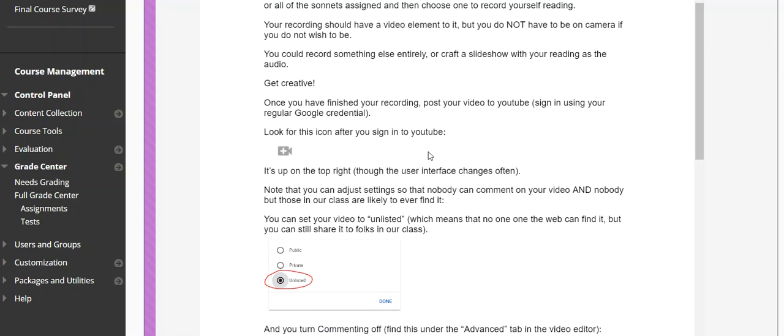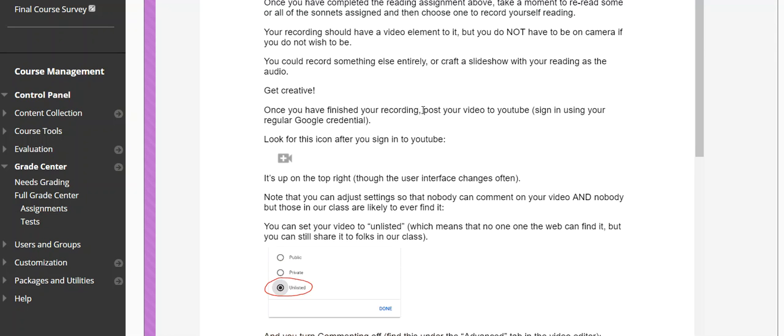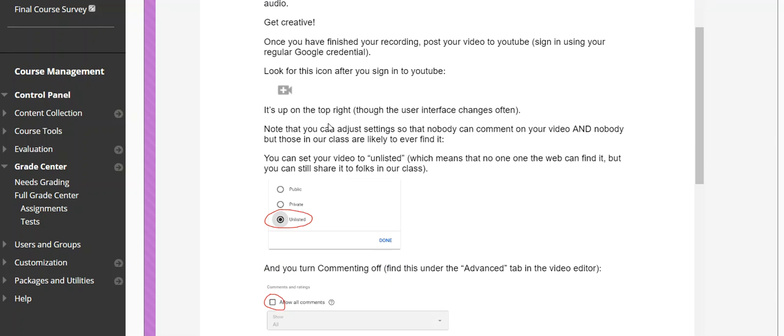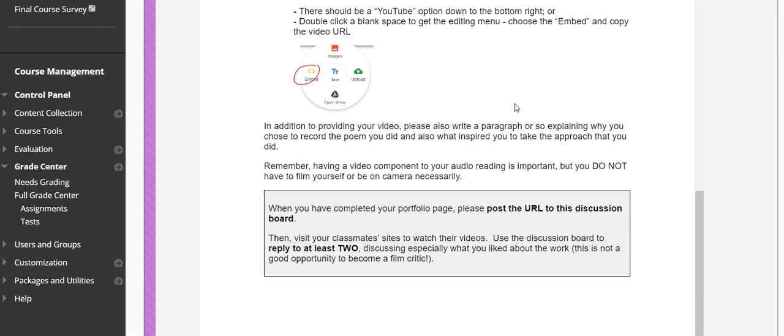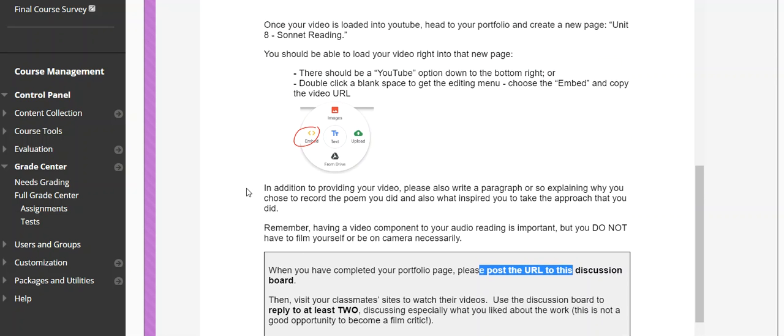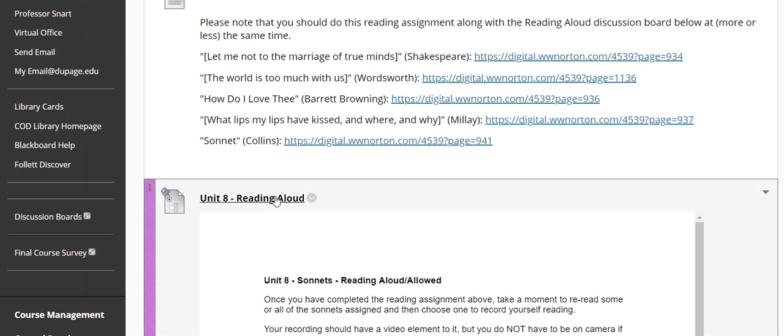So anyway, reading aloud or performing a sonnet, considering some video element to go with it, even though you don't have to personally be on camera unless you want to. Throw it into YouTube, build out your portfolio page, kind of the usual stuff here. Reply to at least 2, posting the URL to your updated portfolio page up here for our first discussion board.